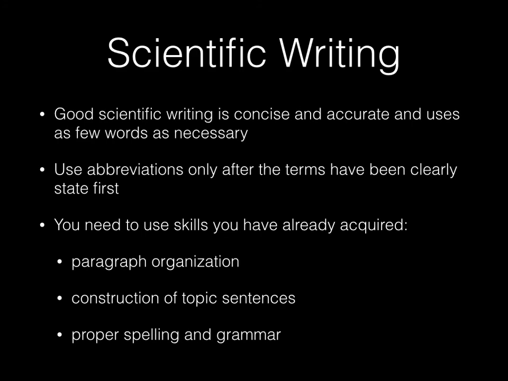So I'm going to talk a little bit about scientific writing. Good scientific writing is concise and accurate and uses as few words as necessary. Use abbreviations only after the terms have been clearly stated first, right? So if you said Council for Science Editors and you put in parentheses CSE, then you could say CSE later on. You need to use skills that you've already acquired. You have to remember paragraph organization, construction of topic sentences, and then support of those topic sentences with facts that you got from your background literature, making sure that you cite where you got those sources from, and then proper spelling and grammar.